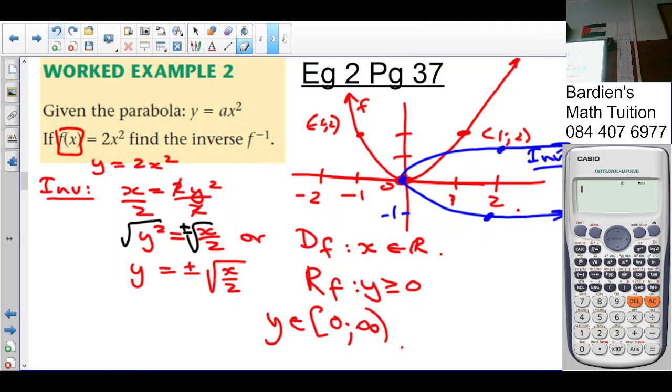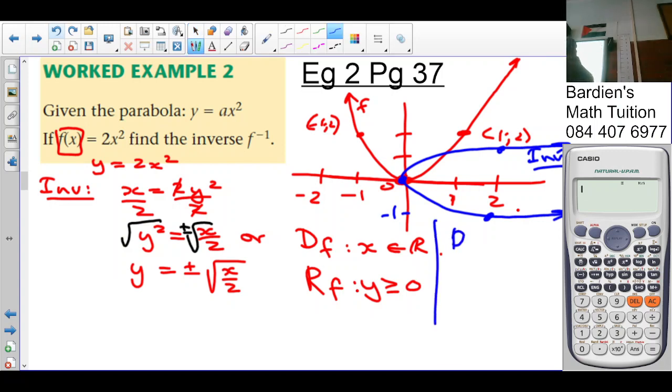If they ask you what the domain and the range of the inverse function are: if you look at this graph, the inverse graph, does this graph exist at negative infinity? Sorry, your domain is all possible x values. Does this graph exist at negative infinity on your x? No. Where does it start existing? At 0 onwards. So it has to be x more than or equal to 0.